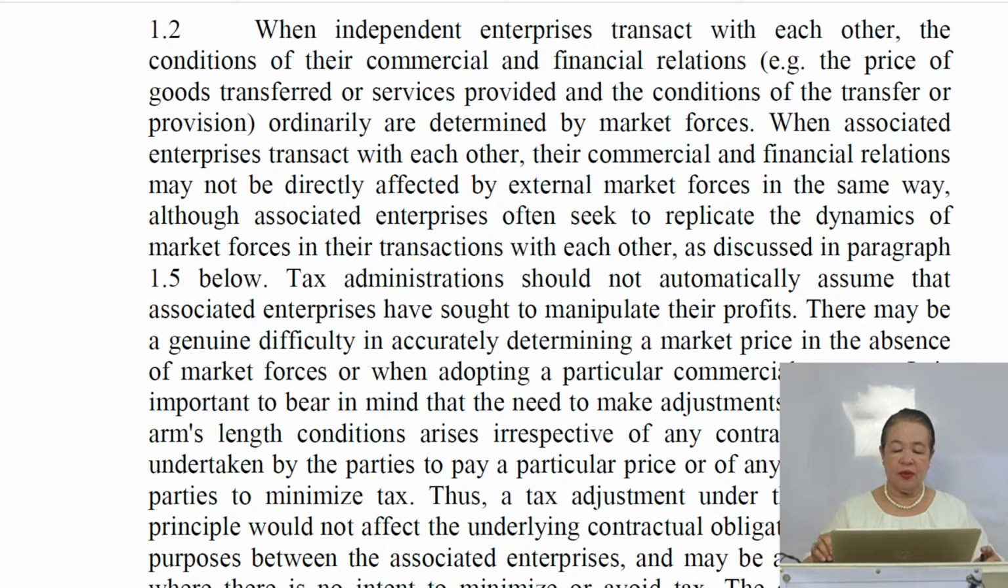A tax adjustment under the arm's length principle would not affect the underlying contractual obligation for non-tax purposes. So the contractual obligation is different from the transfer pricing adjustment, if ever done by the tax authority, for non-tax purposes between the associated enterprises, and may be appropriate even when there is no intent to minimize or avoid tax.